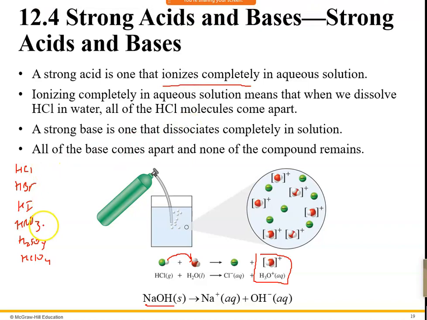Anything other than these acids is considered a weak acid, so they only partially ionize. For example, hydrofluoric acid is considered a weak acid; only a portion of it ionizes. Acetic acid, HC2H3O2, from vinegar, is also a weak acid. Phosphoric acid is also a weak acid. These are the only 6 strong acids. Everything else is weak. Okay?